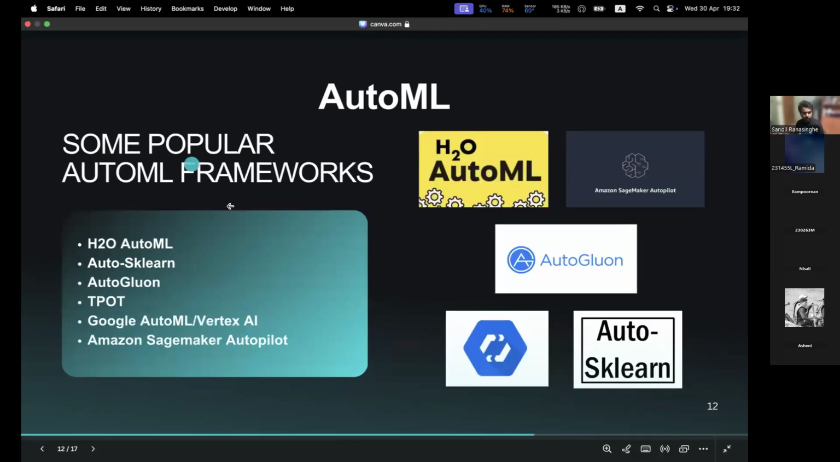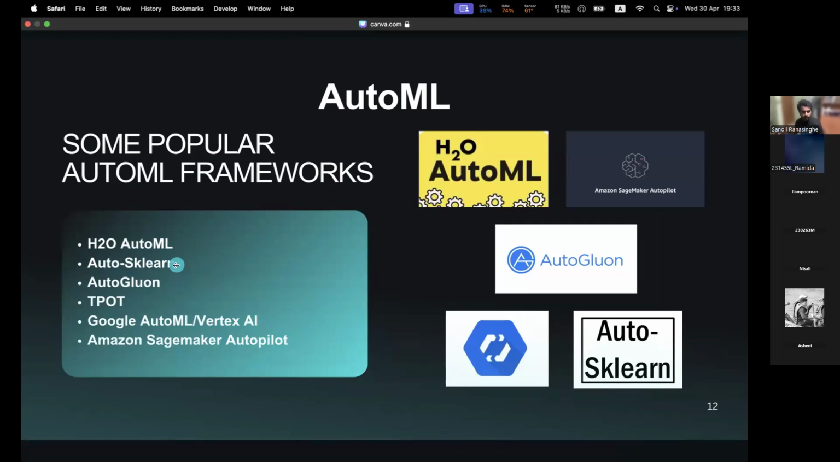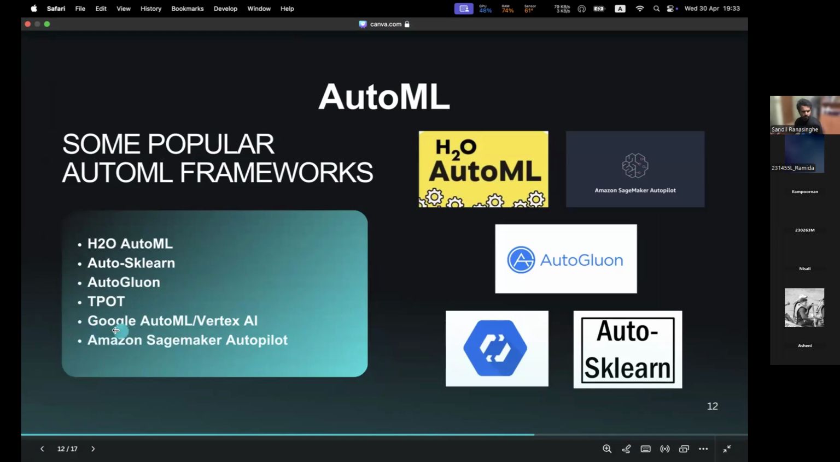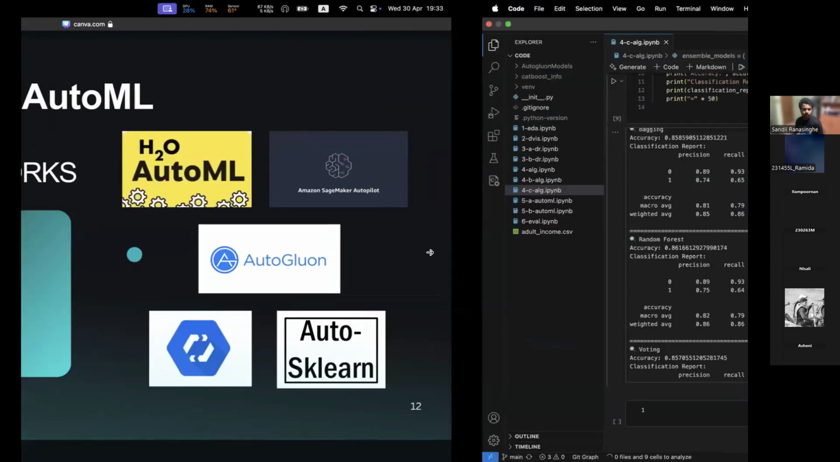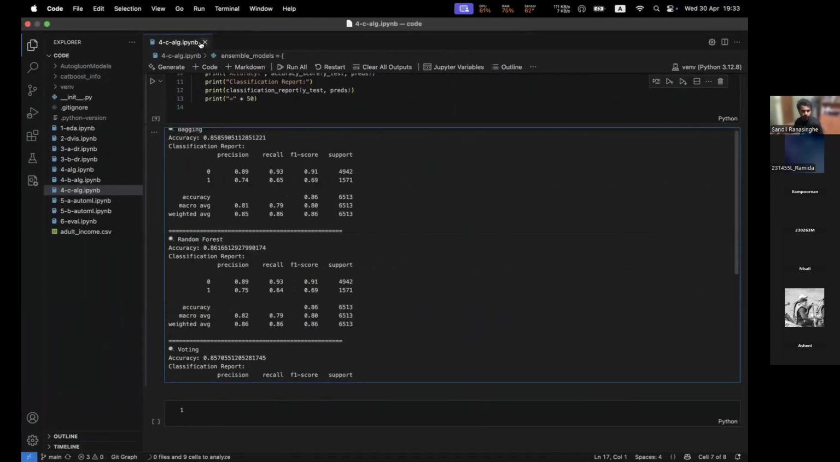So here are some popular AutoML frameworks. You have H2O, AutoSklearn, AutoGluon, TPOT, and I'm not sure if these are free to use, but Google has their own AutoML, and so does Amazon SageMaker. So you can take a look at all of those. I have implemented a couple of them for you.